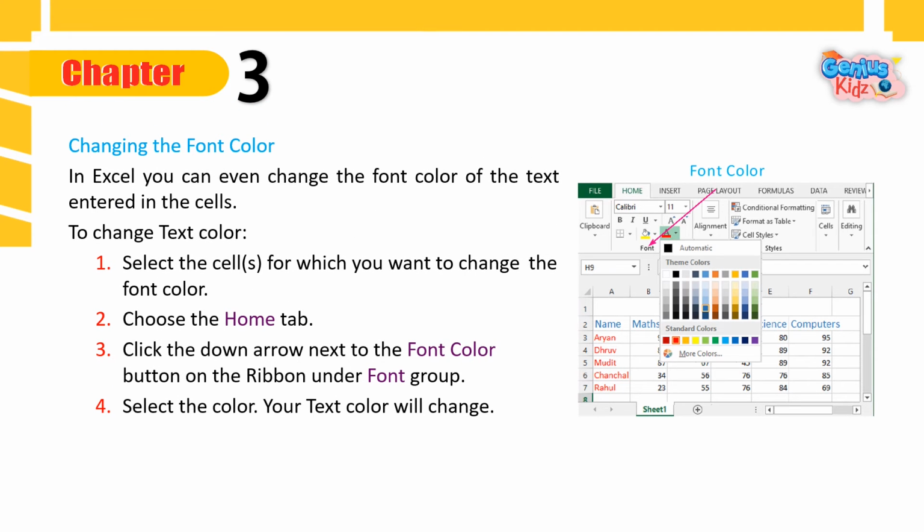Changing the font color. In Excel, you can even change the font color of the text entered in the cells. To change text color, 1. Select the cells for which you want to change the font color. 2. Choose the Home tab. 3. Click the down arrow next to the Font Color button on the ribbon under Font group. 4. Select the color. Your text color will change.